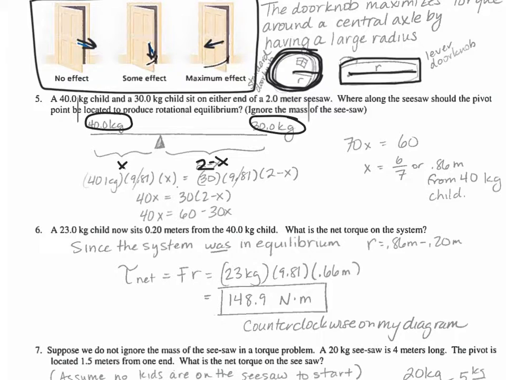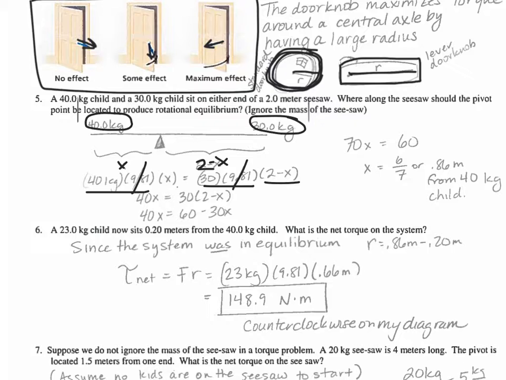So the torque on the left is the force, which is basically the weight of the kid, times the distance to the pivot. And then the same thing on the right: the weight of the kid, which is 30 times 9.81, times the distance to the pivot. And now it's just an algebra problem. I went ahead and canceled out the 9.81s because as long as we're all on the same planet, it doesn't matter.